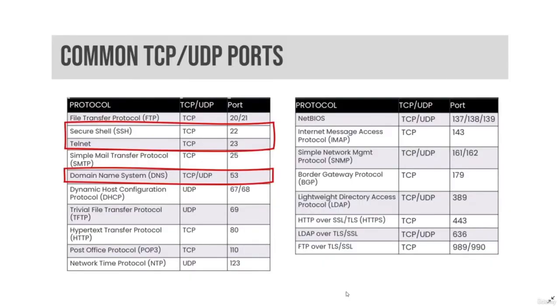DNS is the domain name system, a distributed global database that translates names to IP addresses and vice versa. DNS uses both TCP and UDP. Small responses use UDP port 53, while large responses, including zone transfers, use TCP port 53.